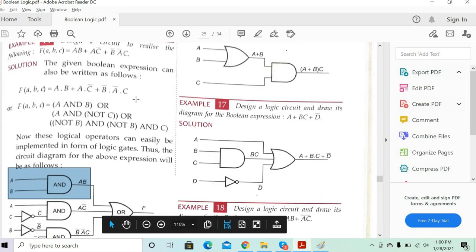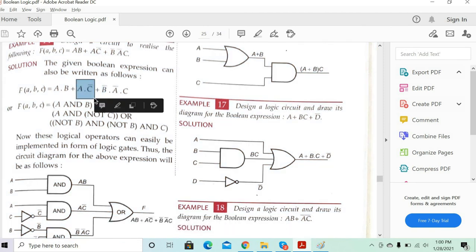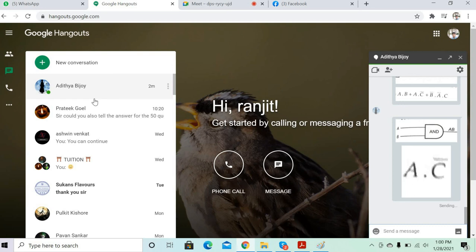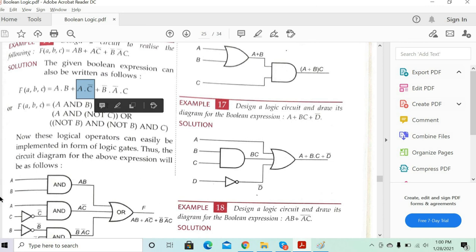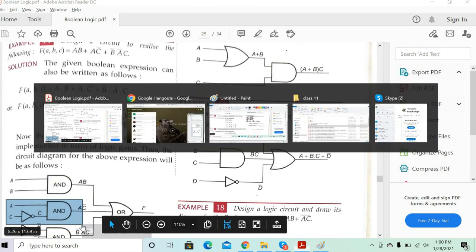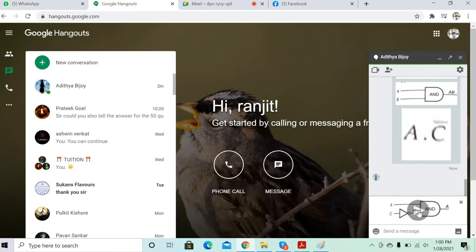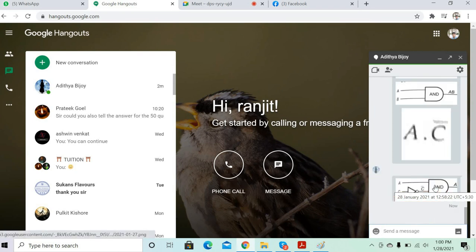Yes, sir. Next term is A C bar. That is also an AND gate. Now you have to put the AND gate and the C is complemented. That means the C input is passed through the NOT gate. C you have to complement and then pass through the AND gate. This is for the second part, A dot C bar. A is the input and C bar is the input for the AND gate, so the output will become A dot C bar. Clear?